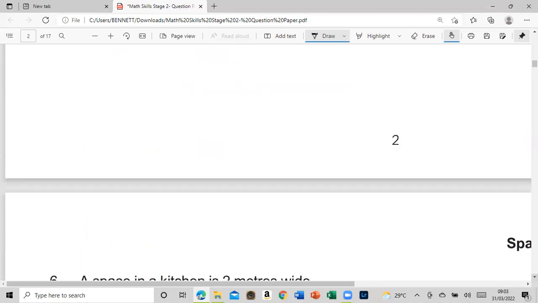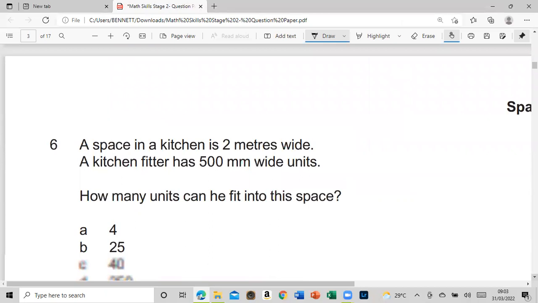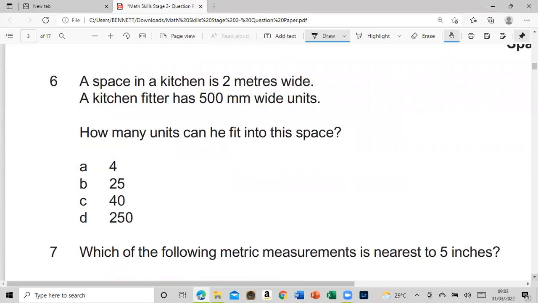Alright, so we're on to the next page. It says a space in a kitchen is 2 meters wide. A kitchen fitter has 500 millimeter wide units. Okay, so they gave us 2 different units. So it's 2 meters, and then a kitchen fitter. I'm not sure what that is. I think probably carpet is 500 millimeter.